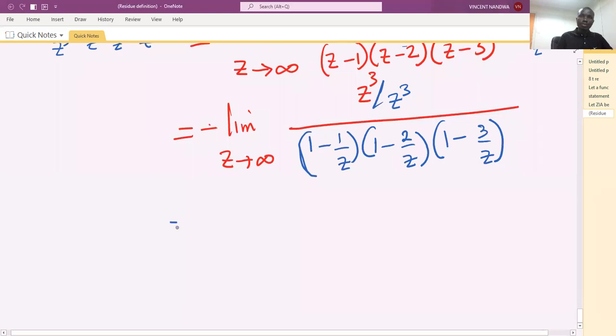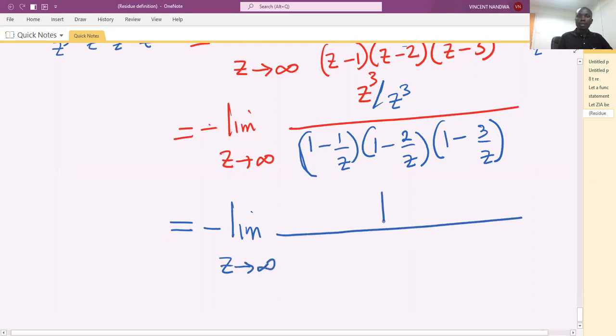So this will be negative limit z approaches infinity. So numerator now will be 1. So 1 minus 1 over z, 1 minus 2 over z, 1 minus 3 over z.